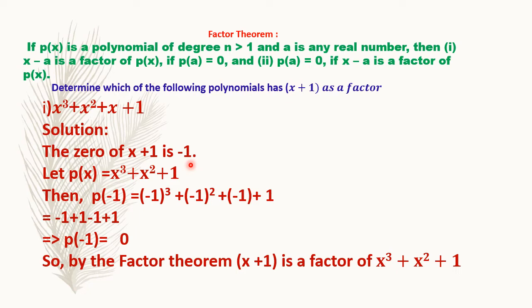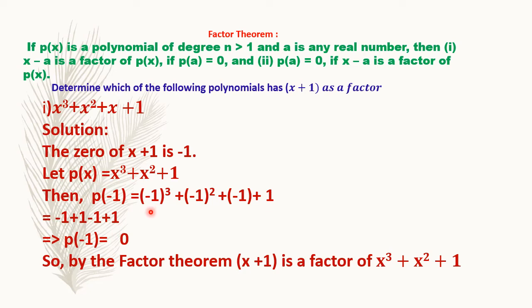Then what will be our next step? Wherever we find x, we will replace it with minus 1. Just as I told you, you replace this x with a. This is our a. Now wherever you find x, you replace it with minus 1. Here you are seeing the replacement of x with minus 1, and here are its answers.